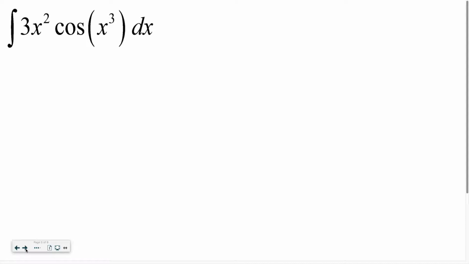Okay, cosine of x cubed. So x cubed is inside of our cosine function. So Colby, what would we choose for u? Well, you told me the composition was cosine of x cubed. So we need a piece of that. So we could choose u to be x cubed.